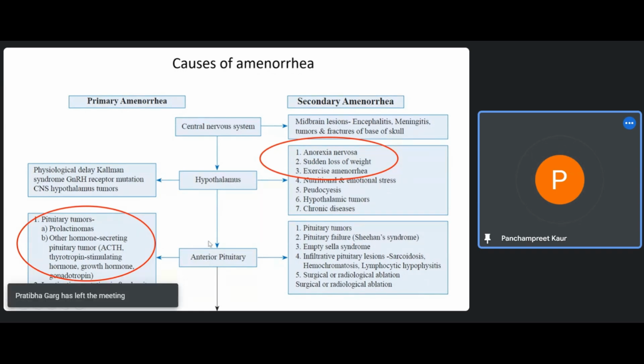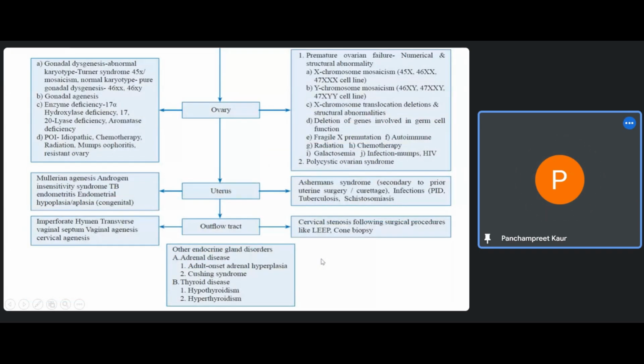So the causes of amenorrhea are classified along the same lines. CNS disorders can include physiological delay in hypothalamic involvement, pituitary tumors in the anterior pituitary, or an inactivating mutation in the beta subunit. On the other side of the spectrum, in secondary amenorrhea, hypothalamic causes can be anorexia nervosa, sudden loss of weight, or bulimia nervosa. Other pituitary tumors can have an effect once the patient has already achieved menarche. The ovarian causes include ovarian dysgenesis, enzyme deficiency, and premature ovarian failure or insufficiency.